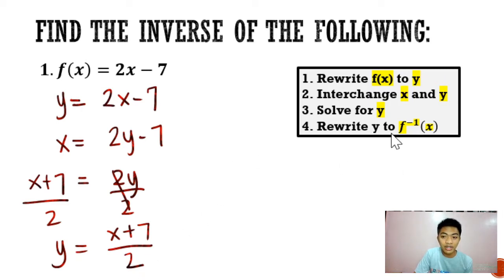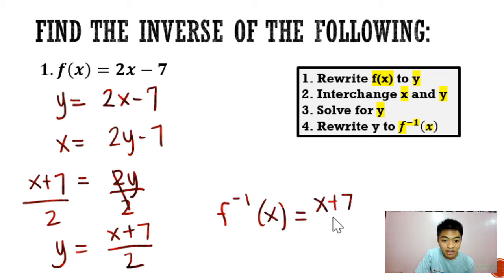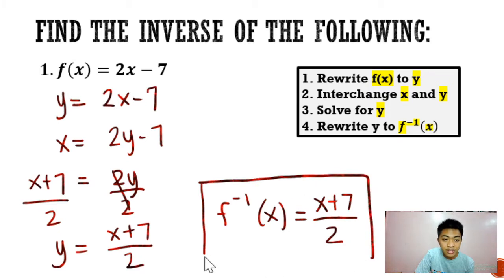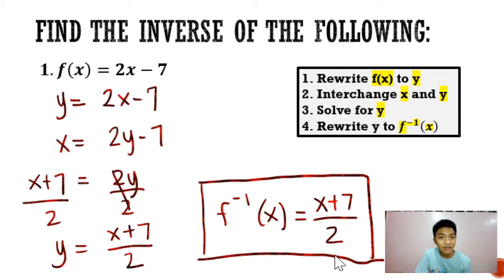And then we're down to the last step. We are going to rewrite y to f inverse of x. So the final answer is f inverse of x is equal to x plus 7 over 2. So ito po ang inverse ng function na 2x minus 7. Pretty easy. Let's have one more example.